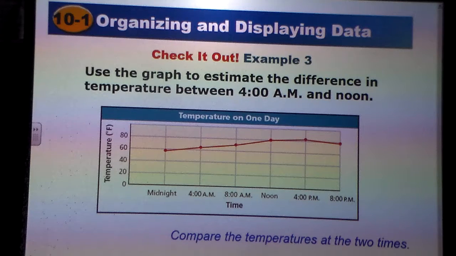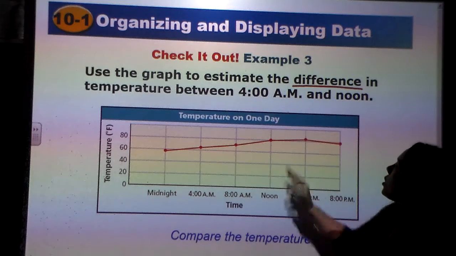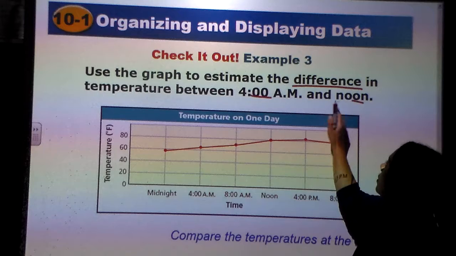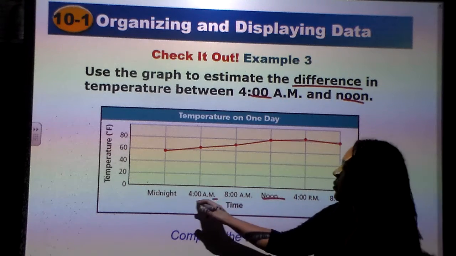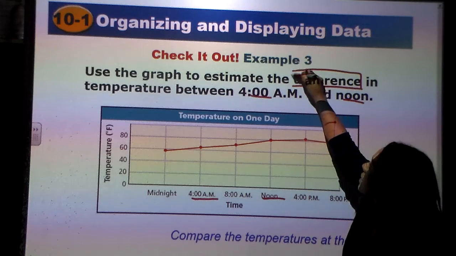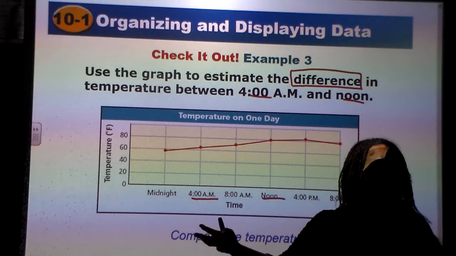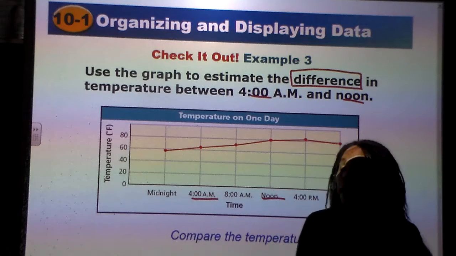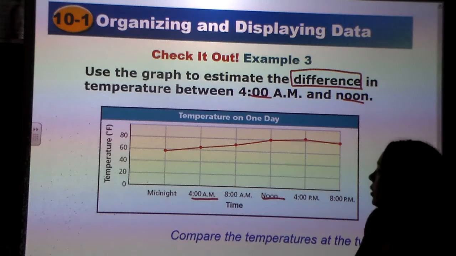Now here, this is when we have to do a little bit of comparison. It says use the graph to estimate the difference in temperature between 4 a.m. and noon. So the first thing I'm going to say is here's noon and here's 4 a.m. Well, when they want us to find the difference, it means we have to see how much between the two, okay? And normally you're going to take one and subtract the other to find a difference.